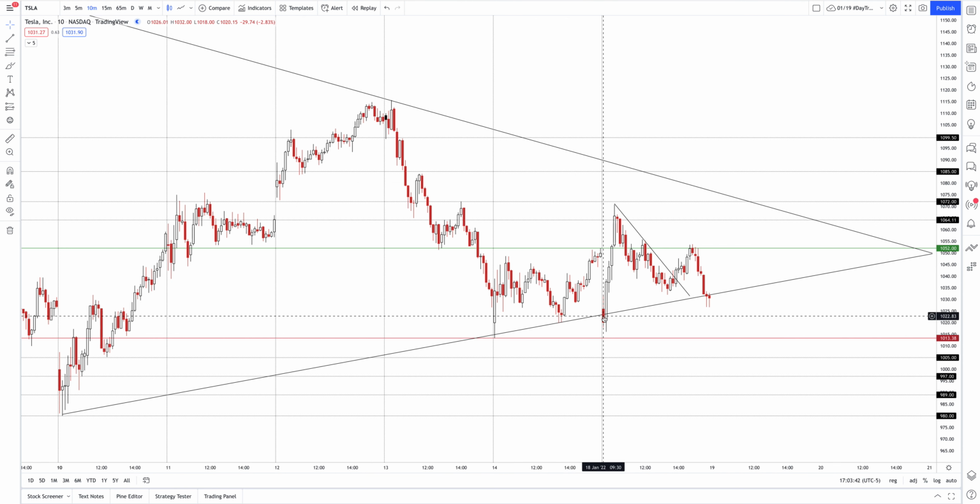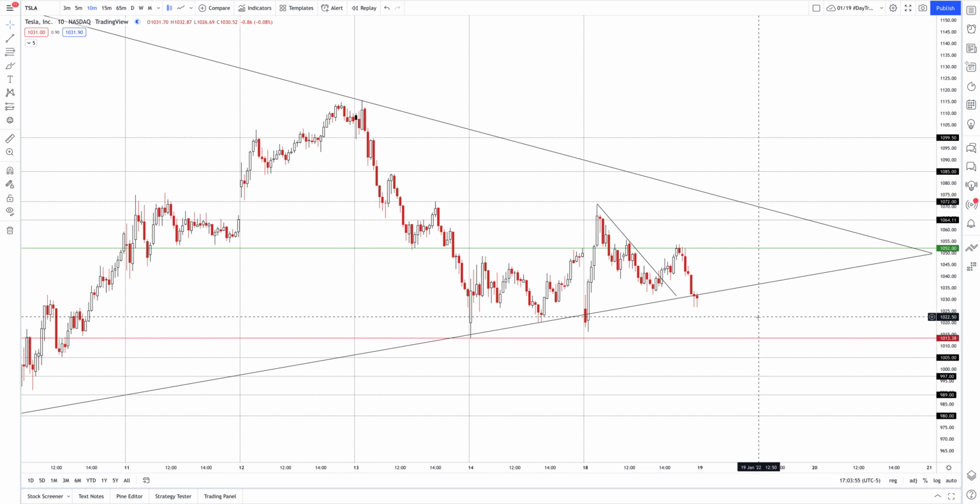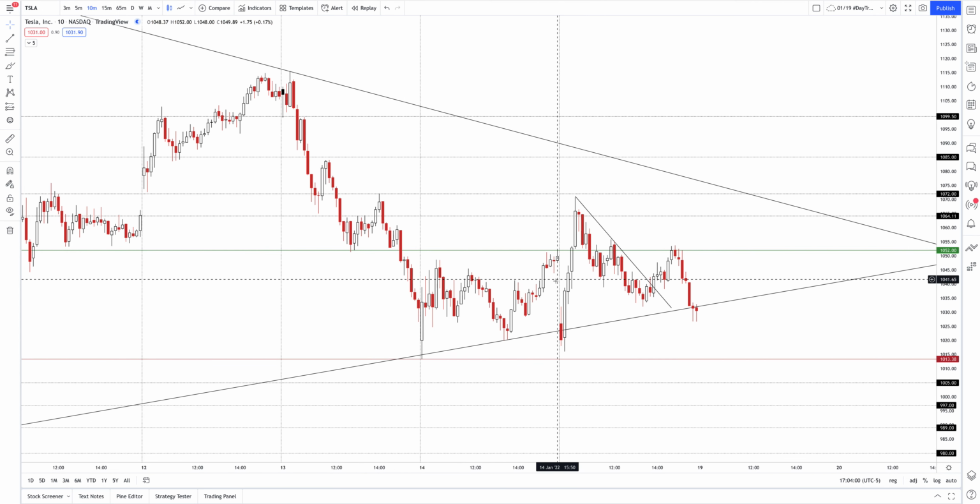1020 has acted as great support for Tesla, and you can see today price gapped down considerably, gapped just above the trend line, gave us a 10-minute close below the trend line, but not near our trigger. And then the next 10-minute candle put in a new daily low and then moved a lot higher, fully engulfing the previous 10-minute candle. So if you were watching Tesla early this morning, this was a buy signal.